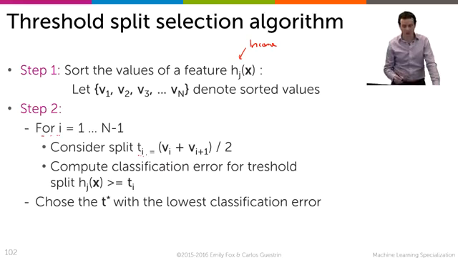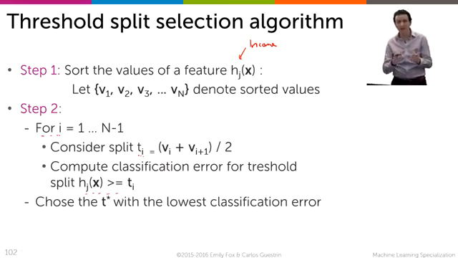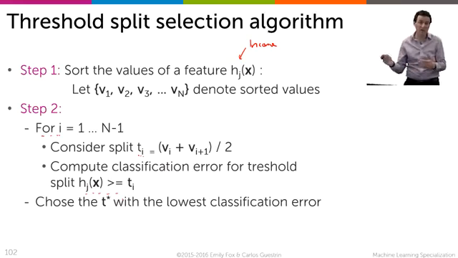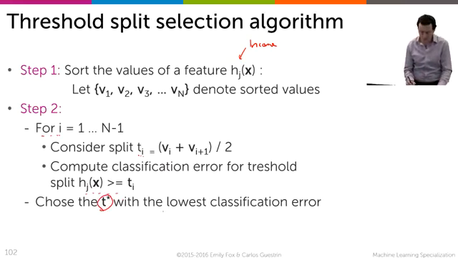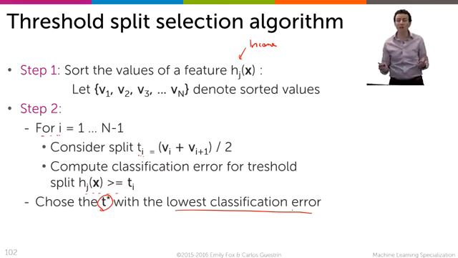and I consider a splitting point Ti, which is the midpoint between Vi and Vi plus 1, and I ask, what is the classification error if I were to build a decision tree, a decision stump in this case, that splits Xj on greater than Ti and less than Ti, so greater than 60,000 and lower than 60,000. And then we'll pick T star to be the split that leads to a decision stump with the lowest classification error. And that's it. Pretty simple algorithm, pretty easy to take from here.